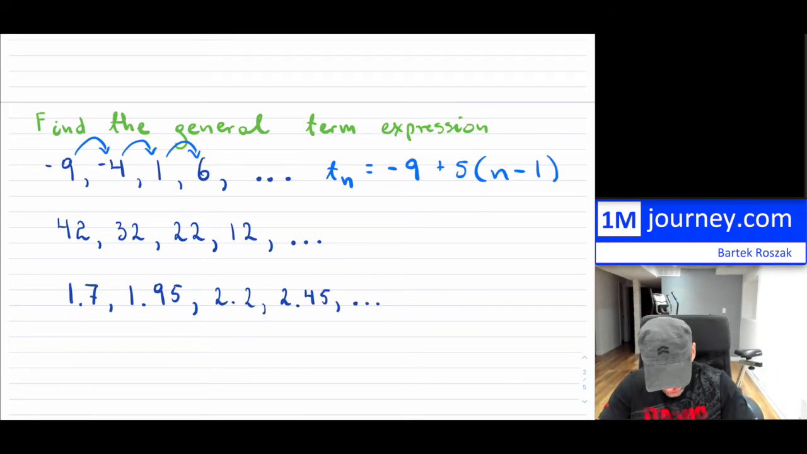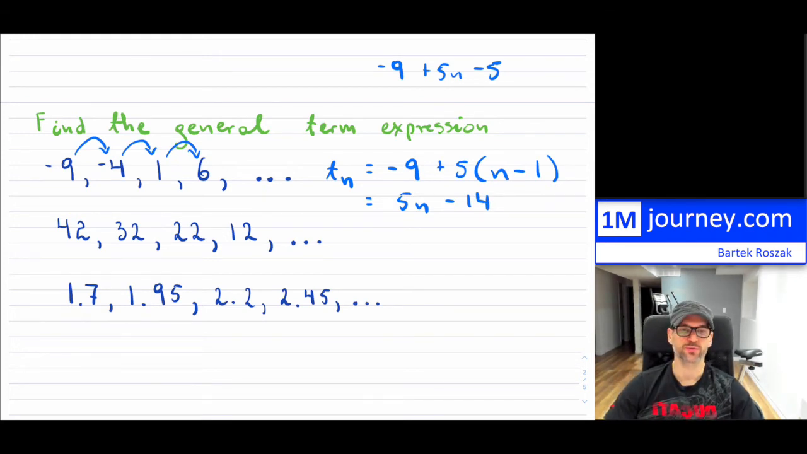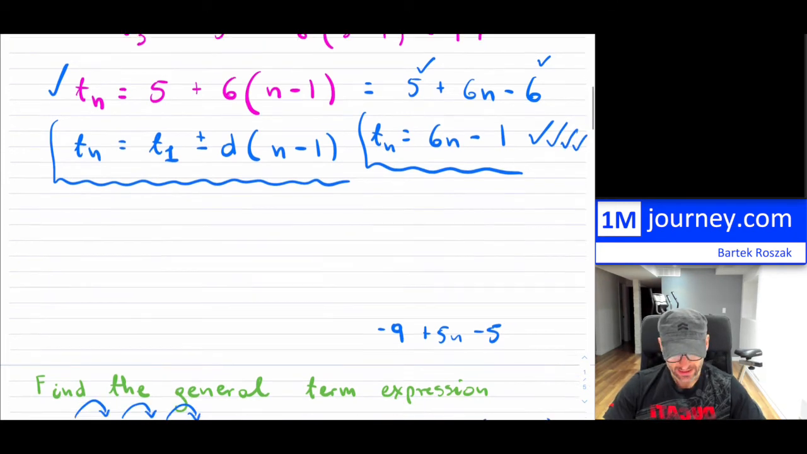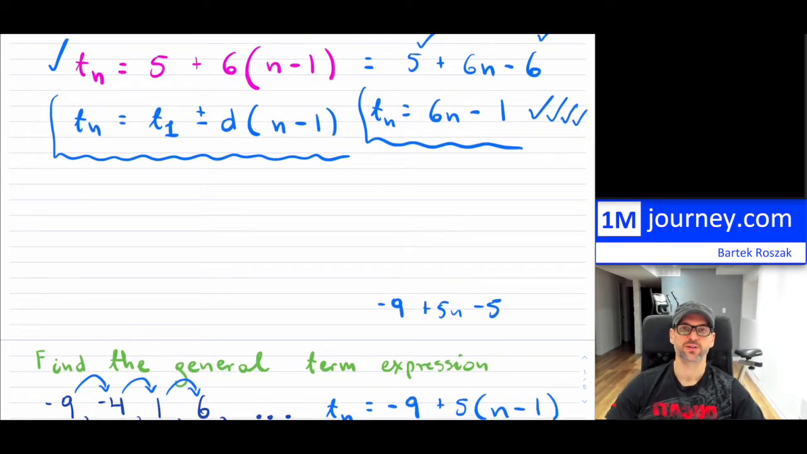Now you can simplify this, of course. You can say -9 plus 5n minus 5. You can collect that, which is going to be 5n, and then -9 minus the 5, which is going to be -14. And that can also give you the same type of expression. Now, there is something pretty neat here that you might notice. When you write it in this form, or as we wrote it within here, it looks very similar to our equation of a line.